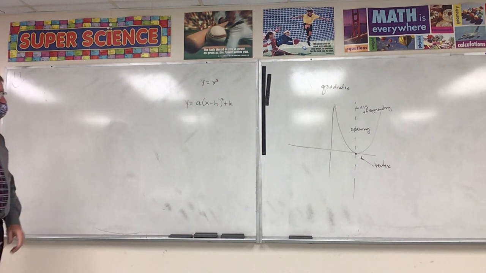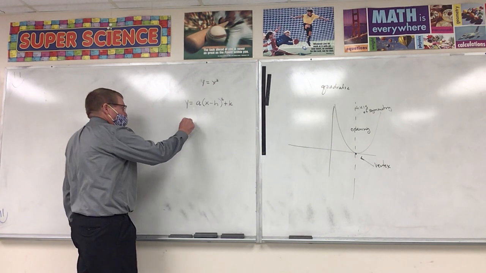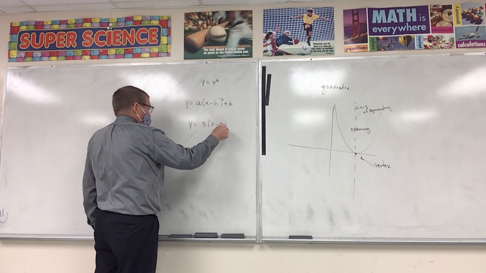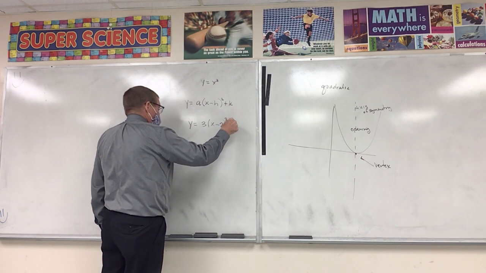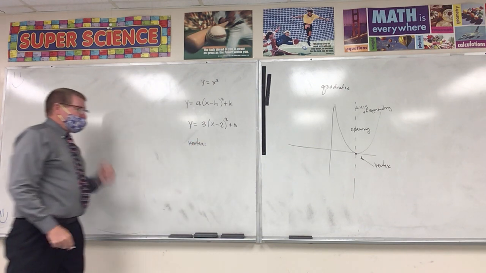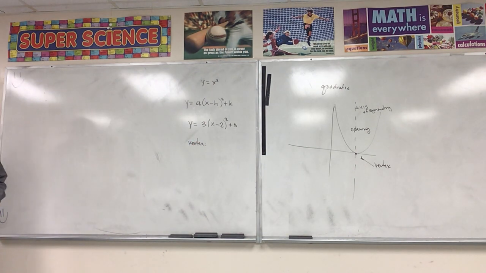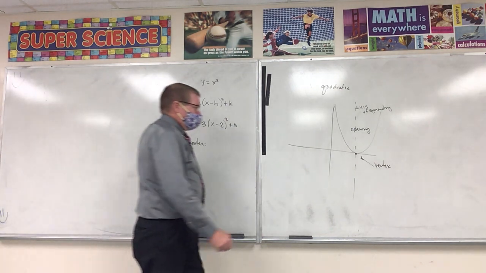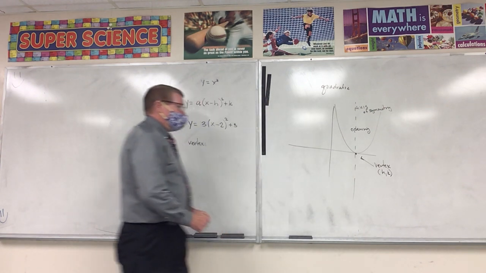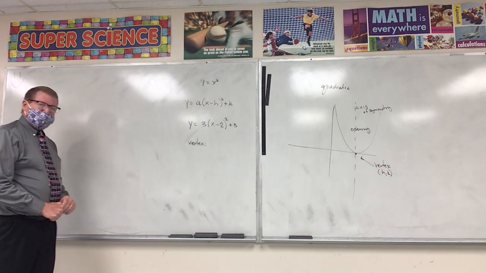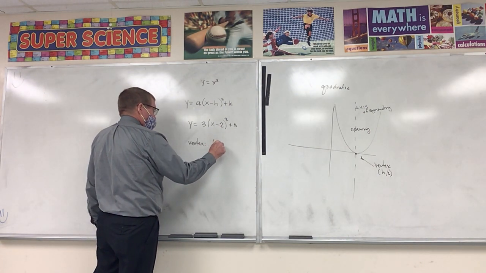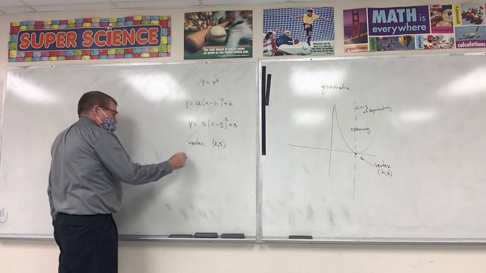So we want to be able to find the vertex. My vertex is always going to be (h, k), so it would be 2, 3. Remember, x is always opposite. Yeah, 2, 3, sorry. Axis of symmetry.